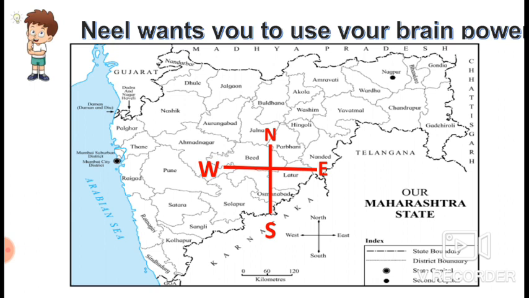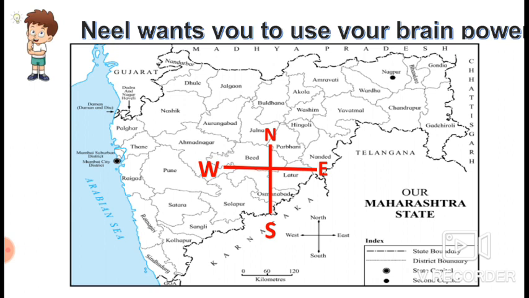Second is the index. You can see the box down which is showing you some symbols. And these symbols will help you to identify capital, state boundary and location. Third is the arrow. And this arrow indicates north, south, east, west direction, which will help us to know in which direction a place lies. And fourth is the scale. It helps us to measure the distance between two places.